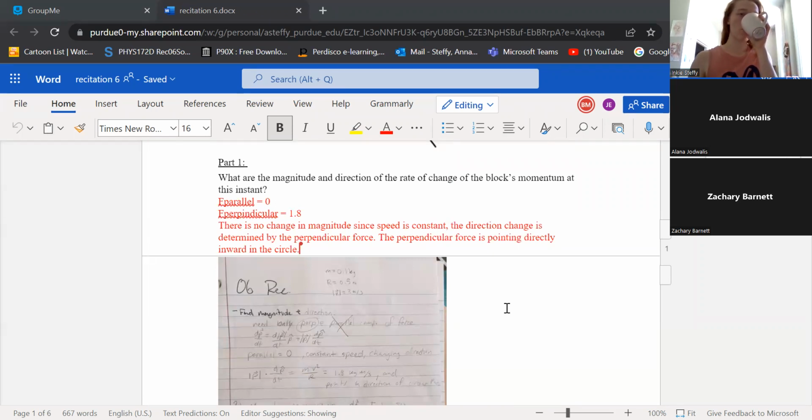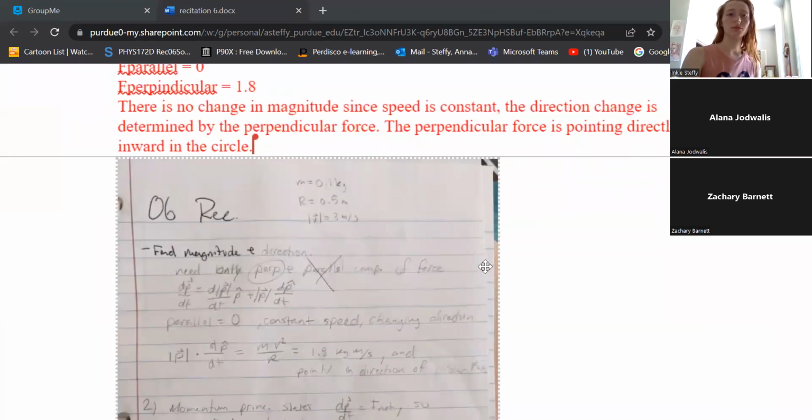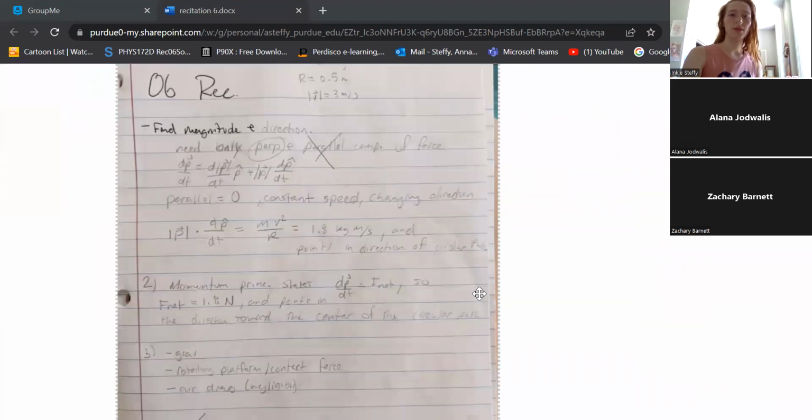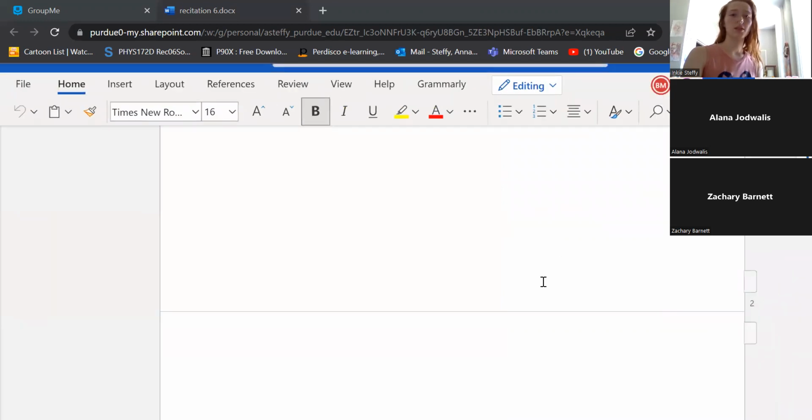Yeah, I got pretty much the only thing that's changing here is the direction, since the magnitude would be constant, since the speed is constant. And then the force perpendicular, which is the magnitude of directional change, is 1.8. Yep. I got the same thing.